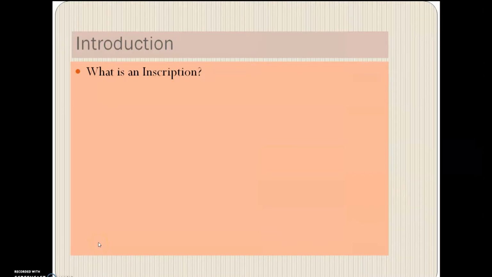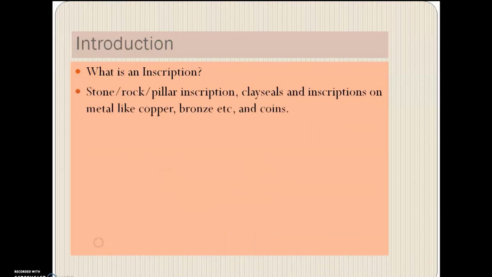An inscription generally refers to something inscribed, written, or engraved on a wall or metal or any durable substance. We find many types of inscriptions like rock inscription, stone inscription, pillar inscription, clay shells, and inscriptions on metal like copper, bronze, etc. And also the numismatic inscriptions, that is, on coins.